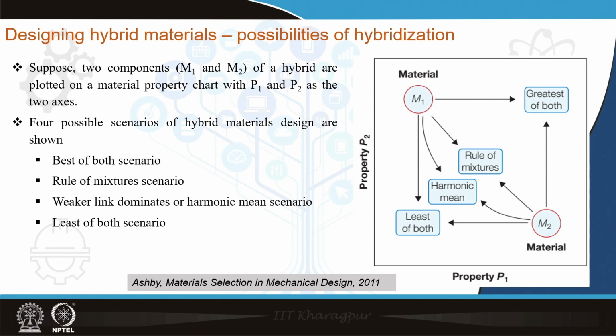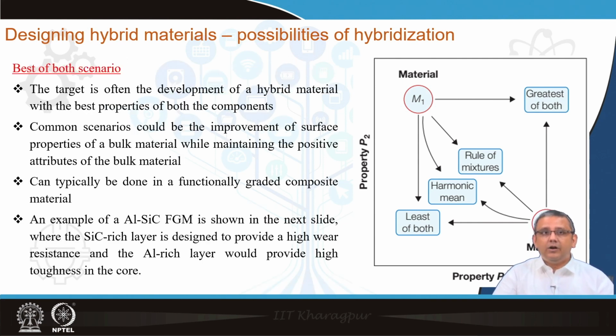So, we start with the first option, which is the greatest of both option. That means, we want to design a hybrid material which will have the best properties of both the conditions, and believe me, this is not trivial. So, what we are trying to obtain is a material which will provide you the best properties of both the situations, and for this particular situation a special type of composite materials are required or generally required, which are known as functionally graded materials.